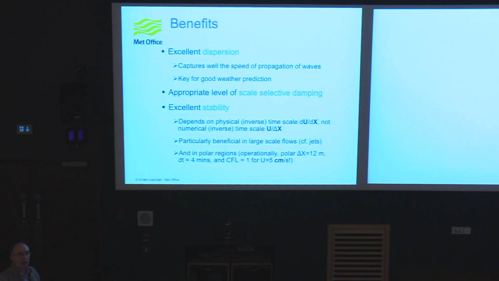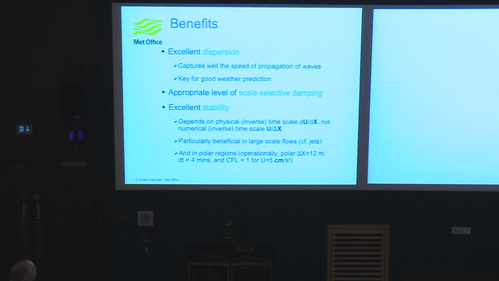the flow, rather than what an Eulerian flux form scheme is typically bounded by, the numerical timescale, the velocity divided by the grid spacing. And so that means that if we have flows where there isn't very much shear, but there's a very strong wind, then we can use a relatively long time step because the flow isn't changing. So that's the Lagrangian aspect coming through to the scheme. That's particularly beneficial in large-scale flows. For example, where we have very strong jets, we can use a relatively long time step.